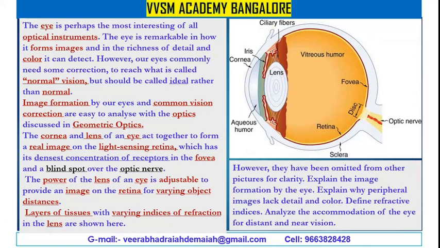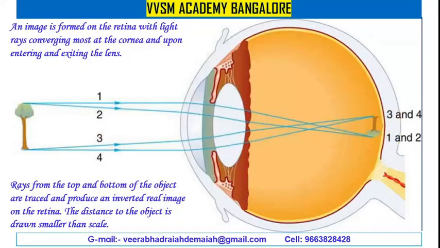The power of the lens of the eye is adjustable to provide an image on the retina for varying object distances. Layers of tissues with varying indices of refraction in the lens are shown here. However, they have been omitted from other pictures for clarity. We explain the image formation by the eye. We explain why peripheral images lack detail and color, define refractive indices, and analyze the accommodation of the eye for distant and near vision. A brief introduction, coming to the eye for the distant object.